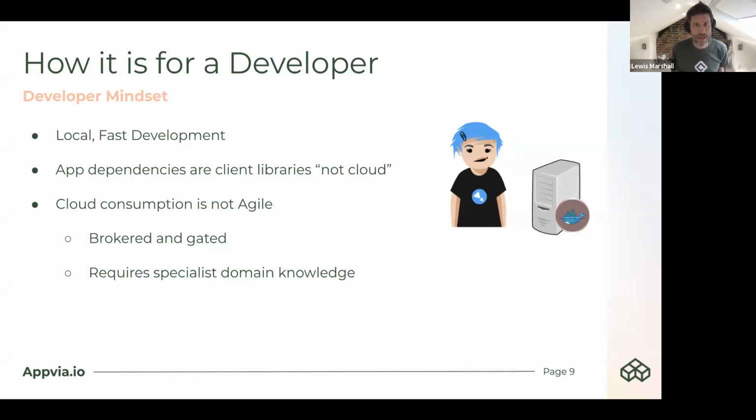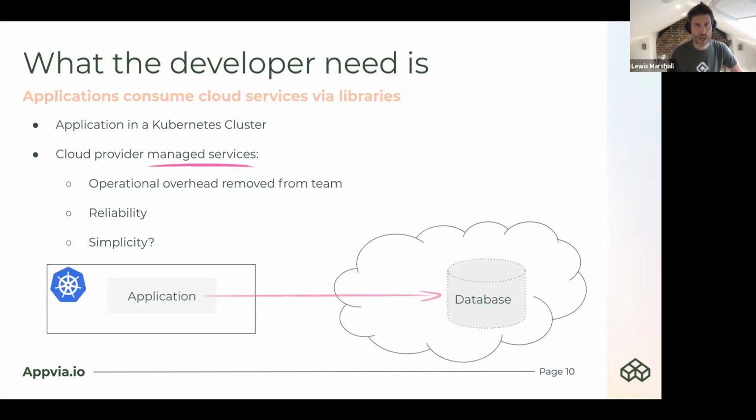So when the developer needs to consume cloud, they often get a non-agile feel about this. When they try and get cloud services, they're brokered and gated through other specialist individuals, either in their organization or from a service provider. What the developer needs is for an application to run in Kubernetes and to consume its dependencies in cloud.